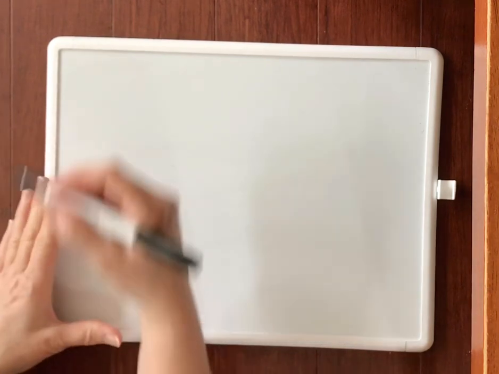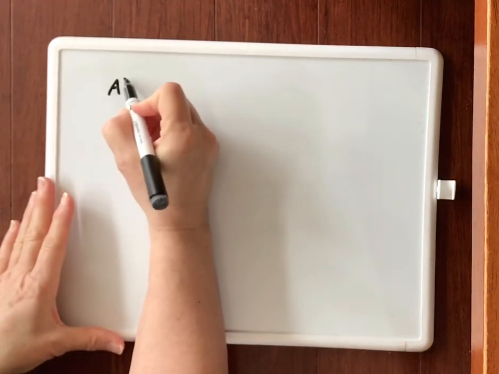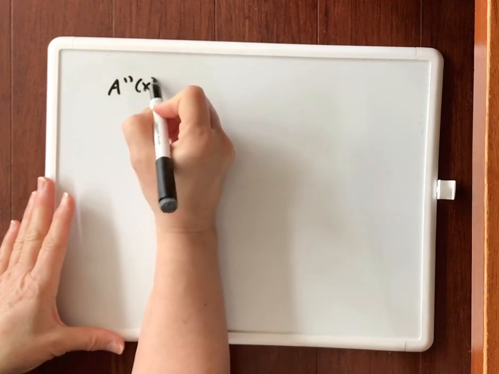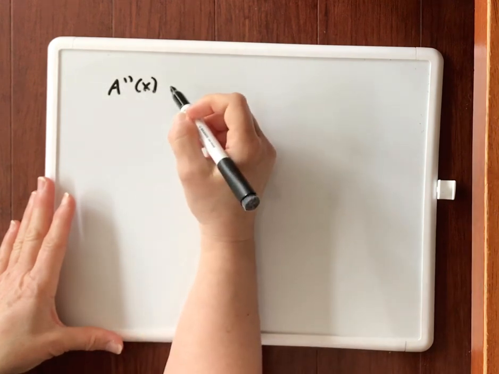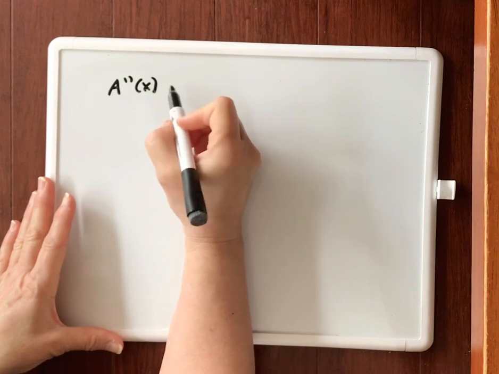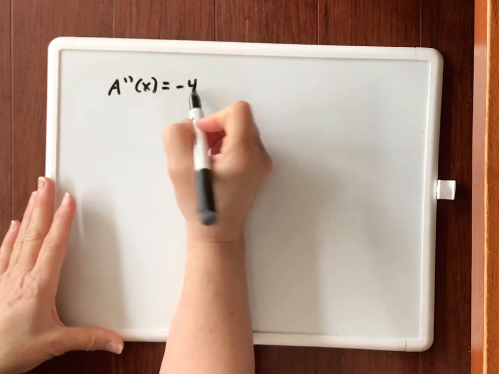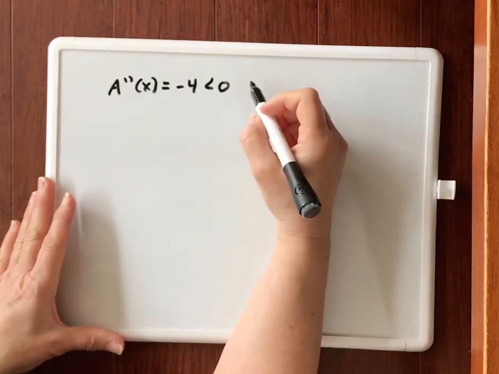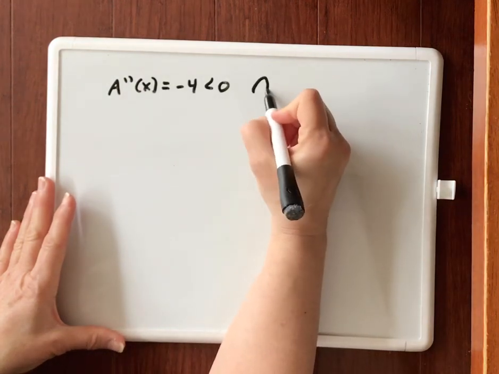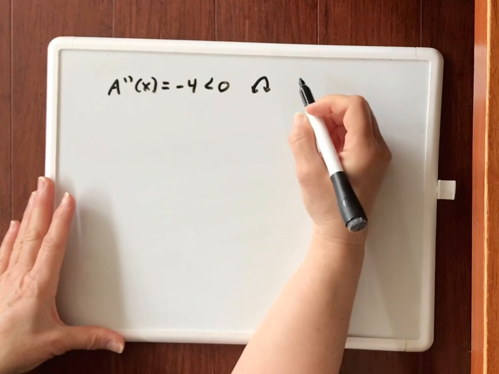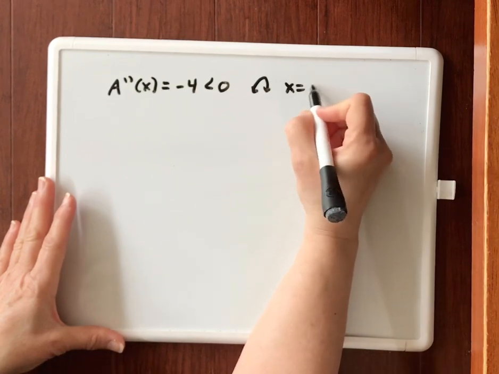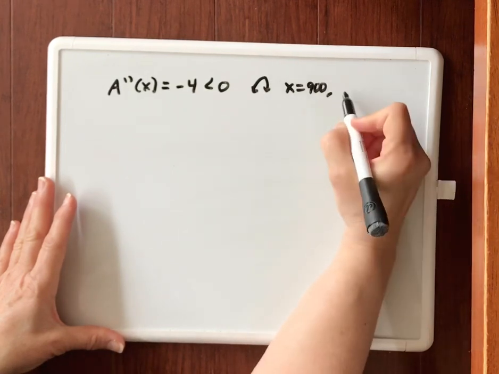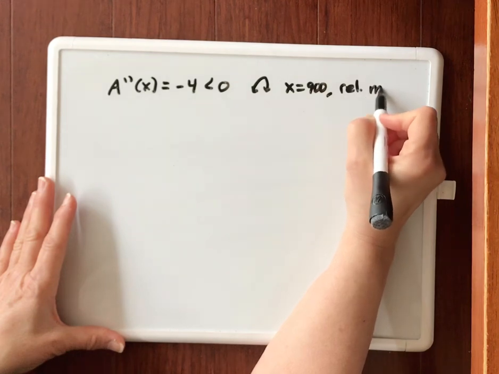Okay, well, we're going to look at A double prime of x. Okay, A double prime of x is going to be -4. -4 is less than 0. So what do we know? We know it concaves down. So at x equals 900, we have a relative max.